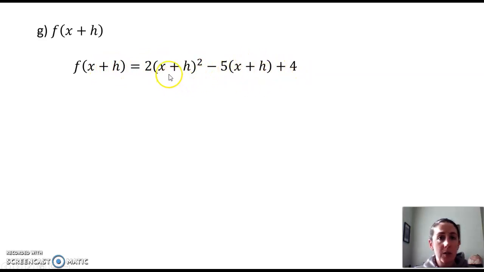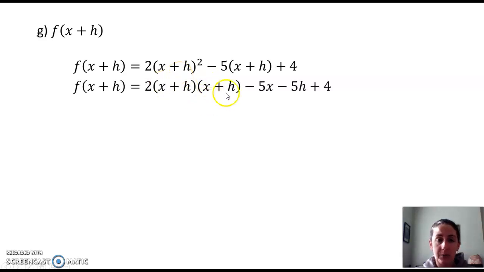There's no difference between this and the last one, except instead of an a, it's an x, instead of a b, it's a plus, and instead of a c, it's an h. It's just like that last one. However, the big difference comes here. I now have addition inside my parentheses. I can't just distribute like I could in the last one. I will have to write that as x plus h times x plus h. Here, I will distribute my negative 5 to get negative 5x minus 5h, and then I still have a plus 4.